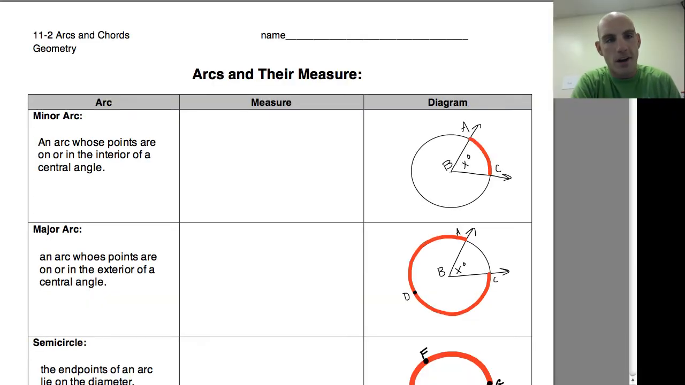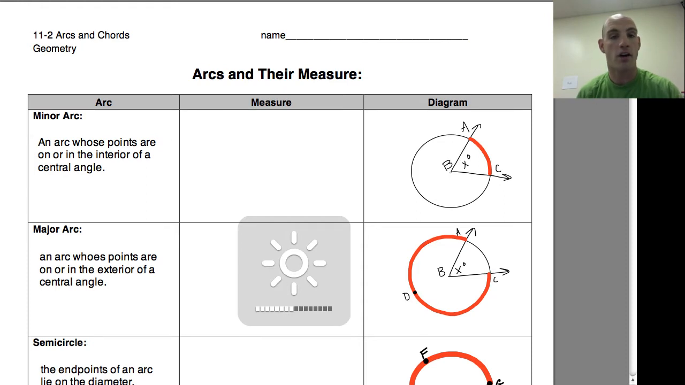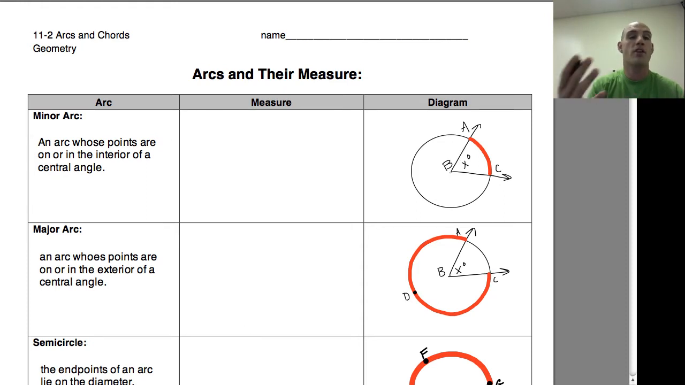Welcome back. Today we're going to talk about arcs and chords. Arcs and chords are all things that have to do with circles, as we've been discussing in this chapter. When we talk about these arcs, we have big ones and small ones. A minor arc would be a smaller one, and a minor arc is what we get when we have an arc whose endpoints are on the interior of a central angle.